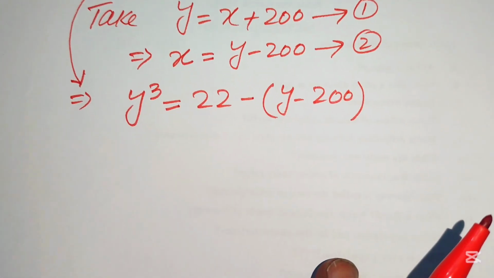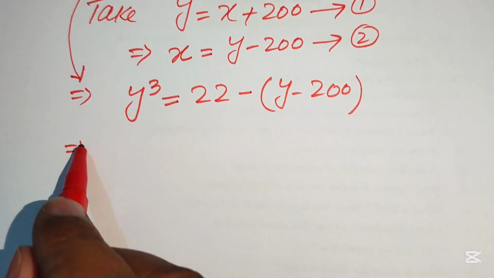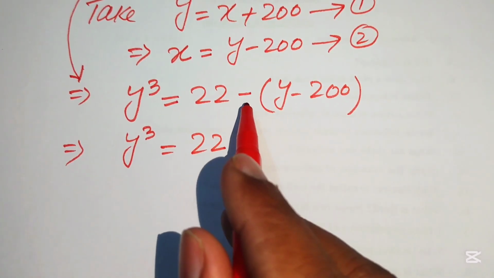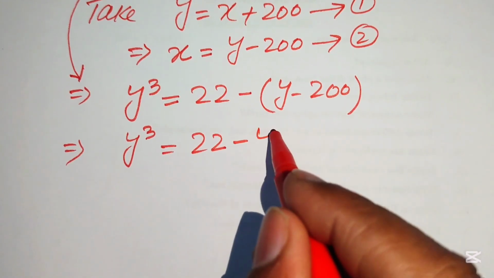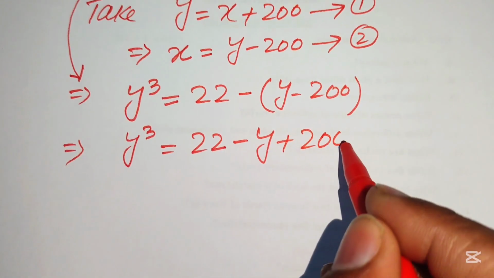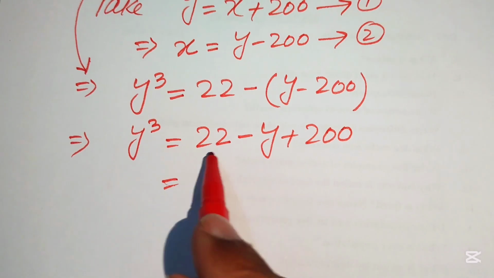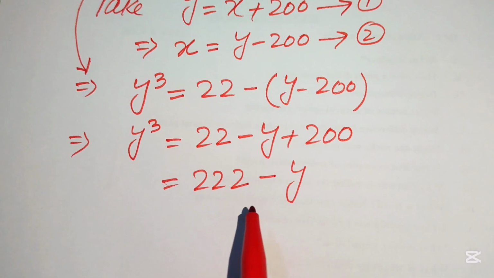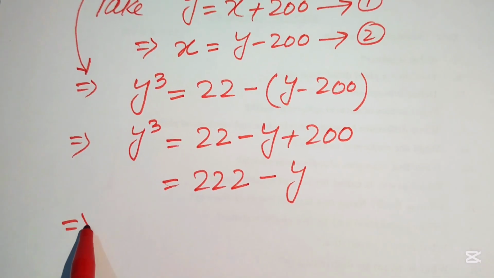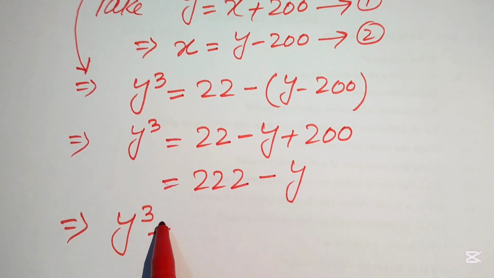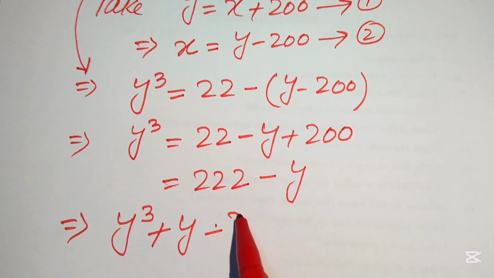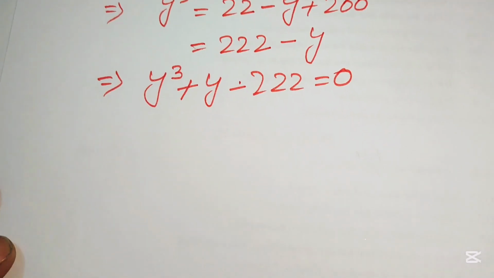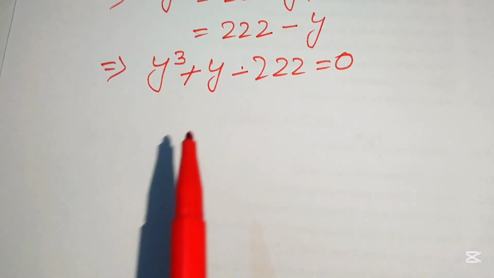Okay, so further we need to simplify these terms and we write it as y^3 = 22. We multiply the negative sign on both of these terms and it will be written as -y + 200. So 22 + 200 equals 222 - y, and now we move this -y to the left-hand side, so it will be written as y^3 + y - 222 = 0. So now you see that this is a cubic equation.